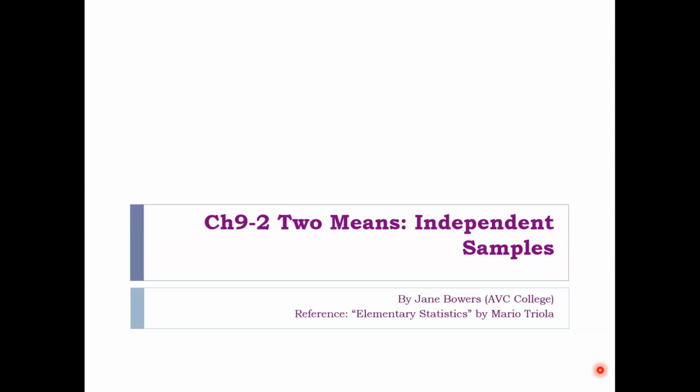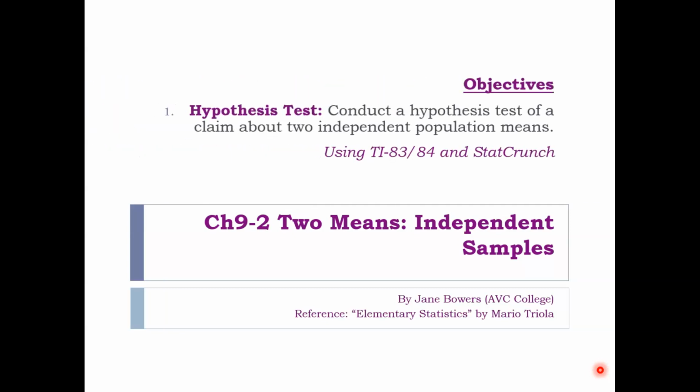In this video, we'll learn how to make inferences about two means for independent samples. This is chapter 9.2 from our textbook Elementary Statistics by Mario Triola. And in this part, we'll learn how to conduct the hypothesis test of a claim about two independent population means. We'll use the Ch9-2 calculator and StatCrunch.